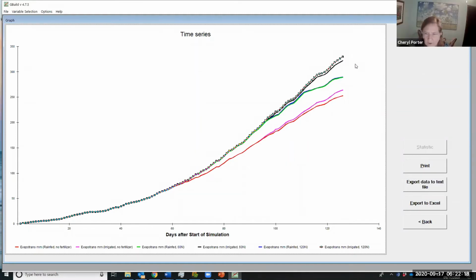The highest overall ET is from the irrigated high nitrogen.